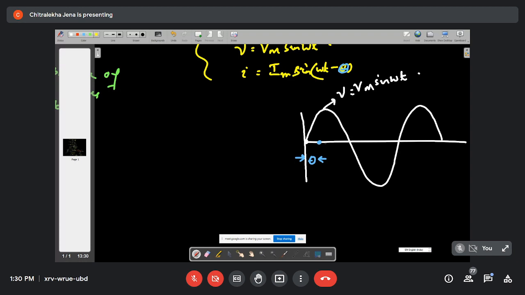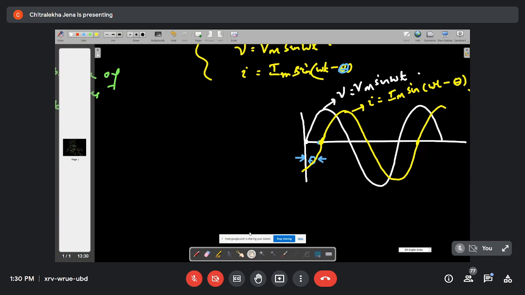Okay, so here the zero of the current will start after theta. Now the waveform of the current will start after the angle theta from the zero point of reference of the voltage. So this is which waveform? The current waveform. This is equal to Im sin(omega t minus theta). Clear to all of you?